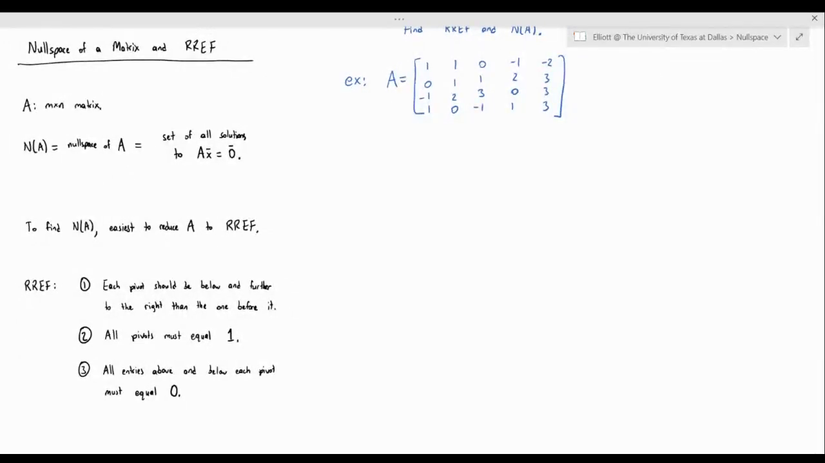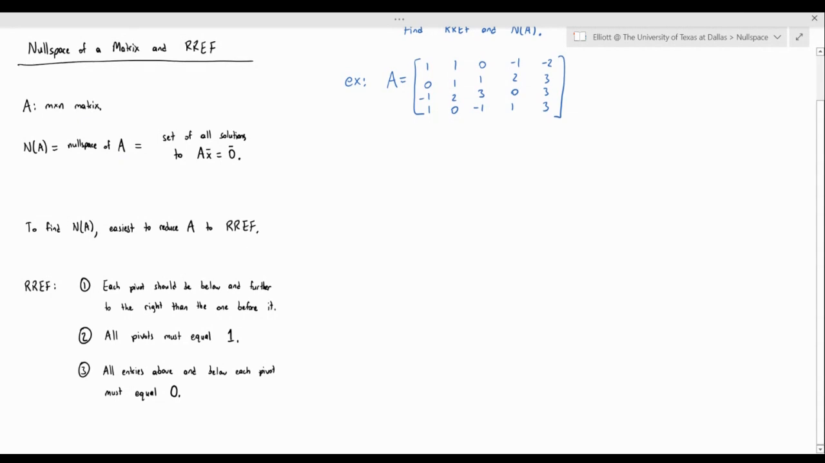Okay, so given an n by n matrix A, the null space of A is defined to be the set of all solutions to the equation AX equals 0. In order to find the null space of a matrix, depending on how you think of it, it's easiest if you reduce the matrix into reduced row echelon form.